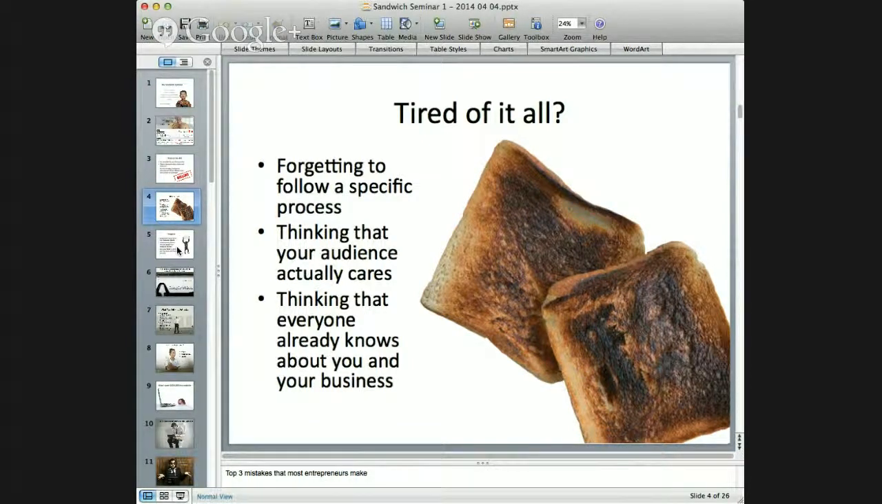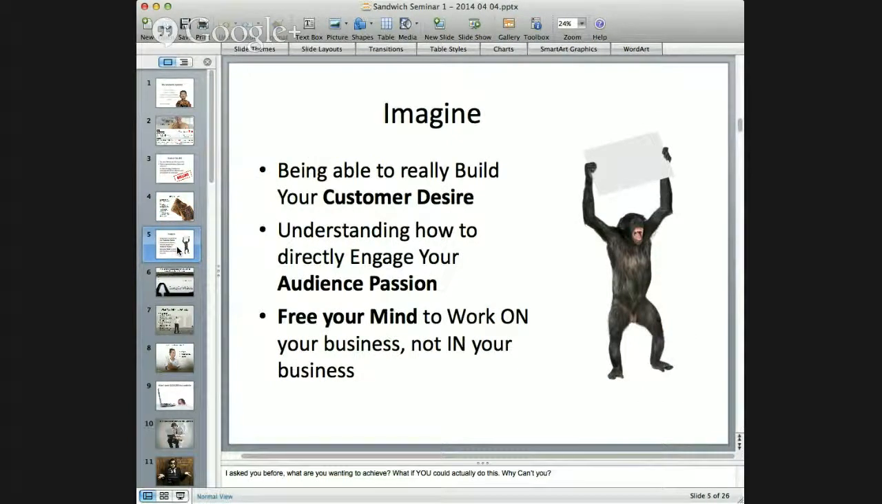So just think of that in terms of how we build that. So imagine, if you were able to build your customer desire, right? Really build it so that people are looking for you, and understanding how to directly engage your audience passion as well. Imagine if you could do that. And the last one, free your mind, right? To work on your business, not in your business.